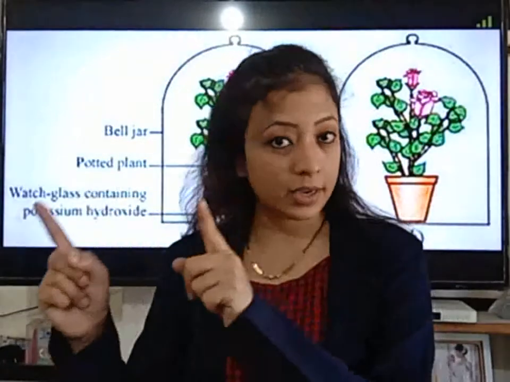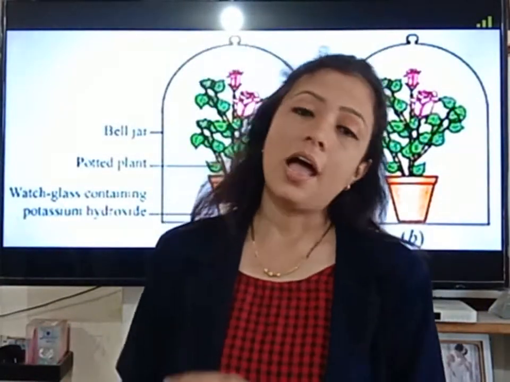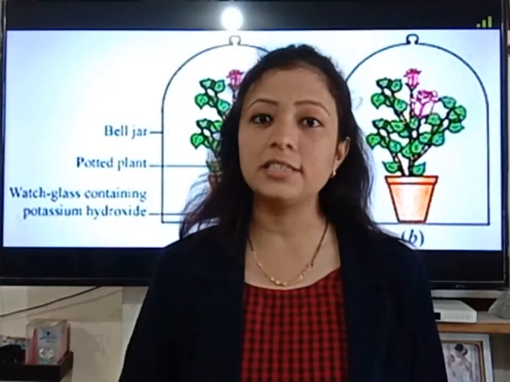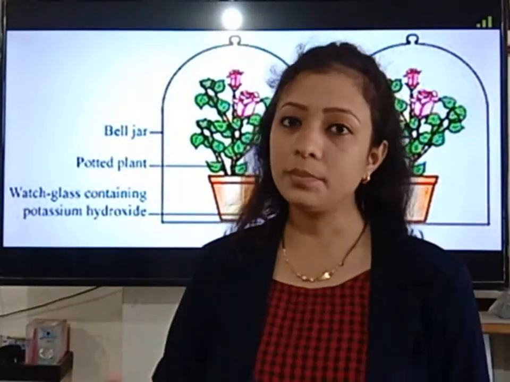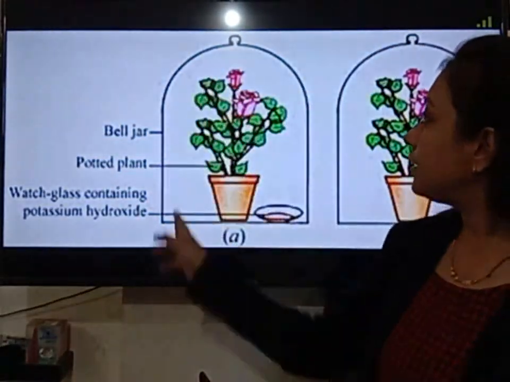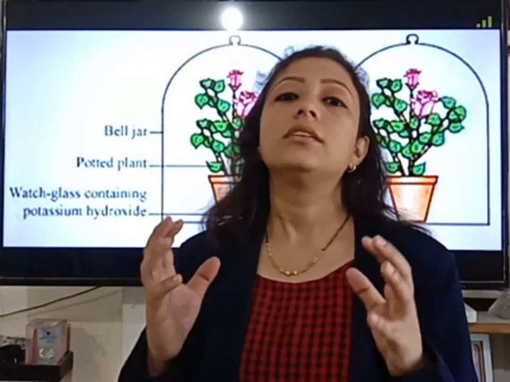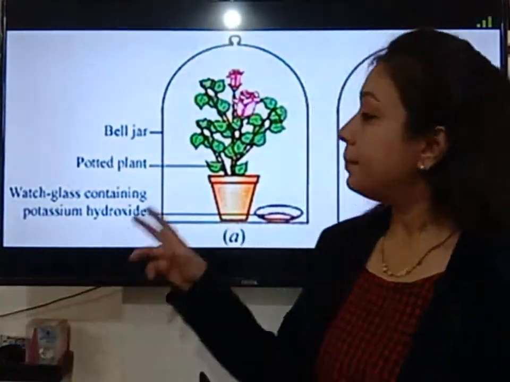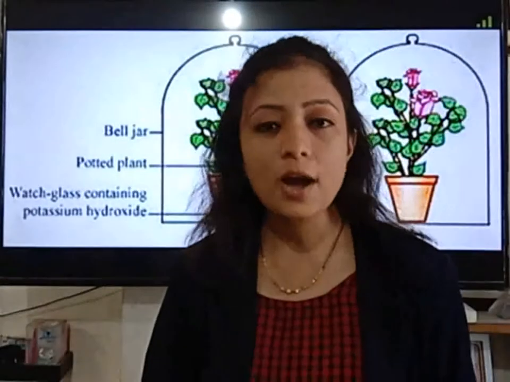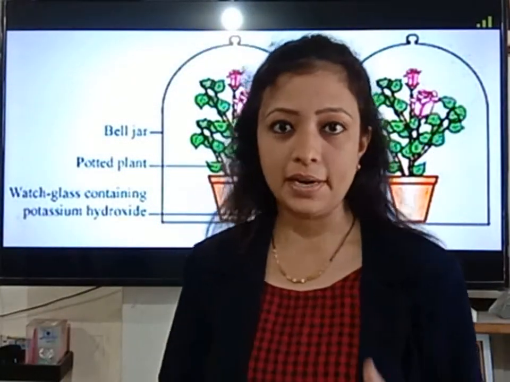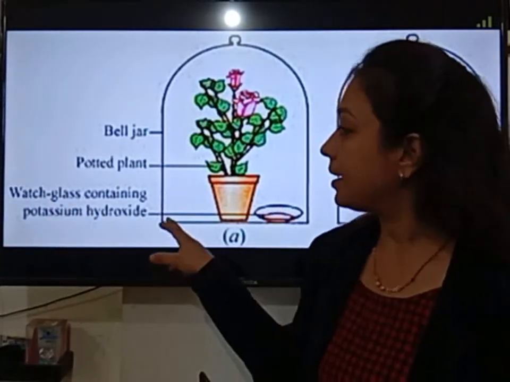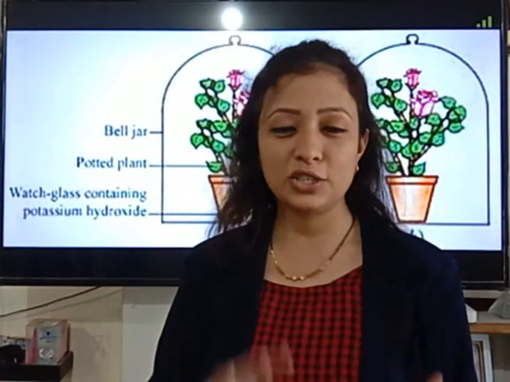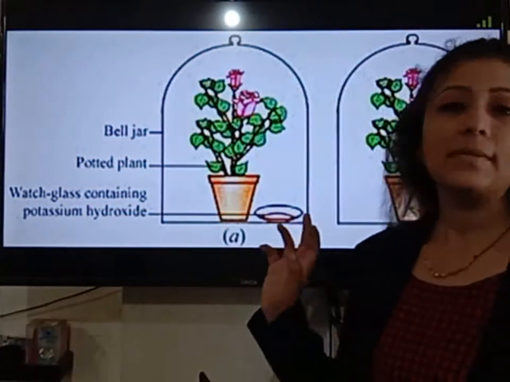So children, first we have to keep these 2 potted plants in the dark room, so the plant will totally become de-starched. And now we are bringing these plants to the sunlight, and then we are covering them with the glass jar. In one of the jars we have kept KOH, so that jar does not have carbon dioxide in it. So that plant will have a carbon dioxide deficient environment. Here carbon dioxide is not there, students, because it got absorbed by the potassium hydroxide solution kept in the dish.